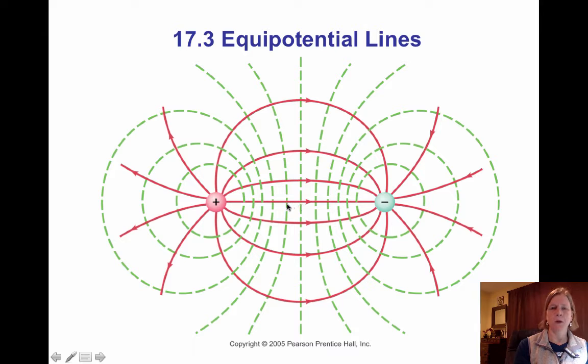So from here, you could be going up to, say, plus 2 volts, plus 4, plus 6, plus 8, plus 10 volts as we approach the positive charge. And here it might be minus 2, 4, 6, 8, 10 volts as we approach the negative charge. And you can see right between the two charges, those equipotential lines are equally spaced. But if we go on the opposite side where the field lines are spreading out, the distance between the equipotential lines is increasing, with a pattern more similar to that of the point charge in the previous slide.